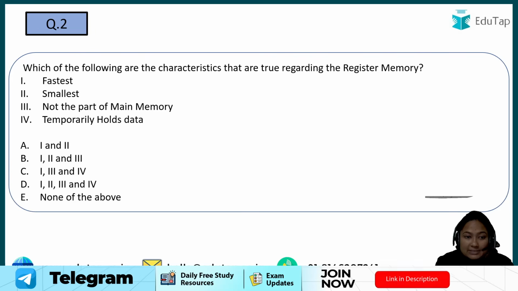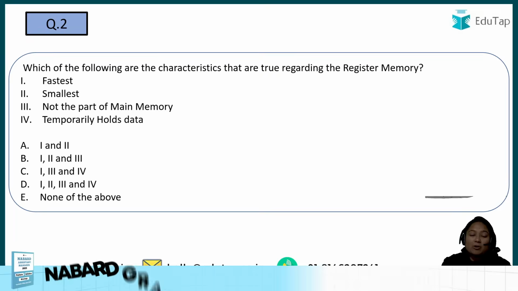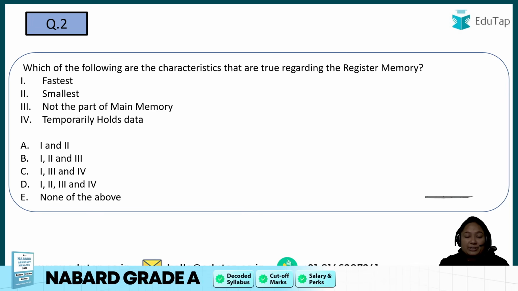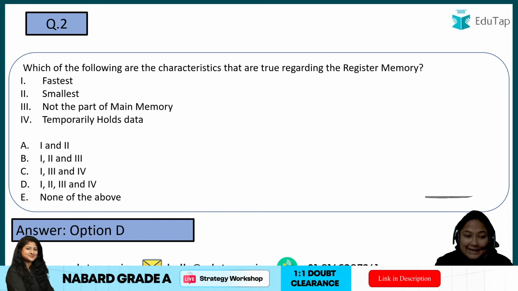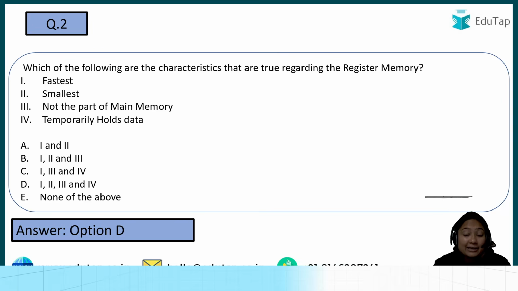The next question is, which of the following characteristics are true regarding the register memory? Is it the fastest, smallest, not part of the main memory, or does it temporarily hold the data? You will have to find the combination that is correct. We have given some characteristics and you will have to find the combination. So here the correct answer will be option D, that is, all the statements given here are correct.